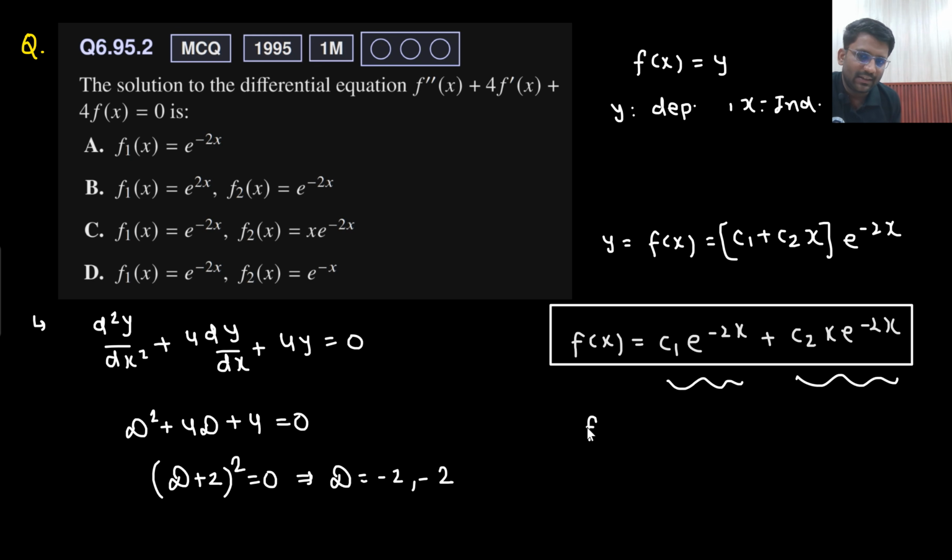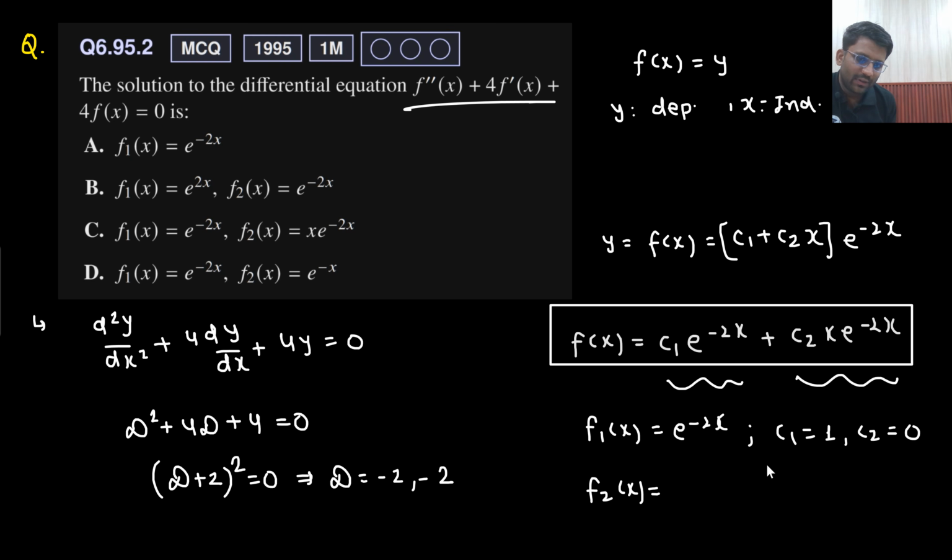What they are saying is that, sir, if I take one function e to the power minus 2x, will it satisfy the equation? Yes. You will get e to the power minus 2x when you put c1 equals to 1 and c2 equals to 0. And if I put c2 equals to 1 and c1 equals to 0, then the function I will get is x e to the power minus 2x. Is this alone sufficient to satisfy the equation? This will also satisfy the equation.